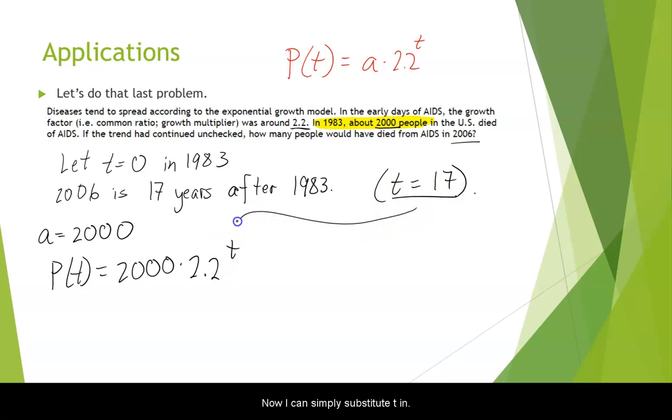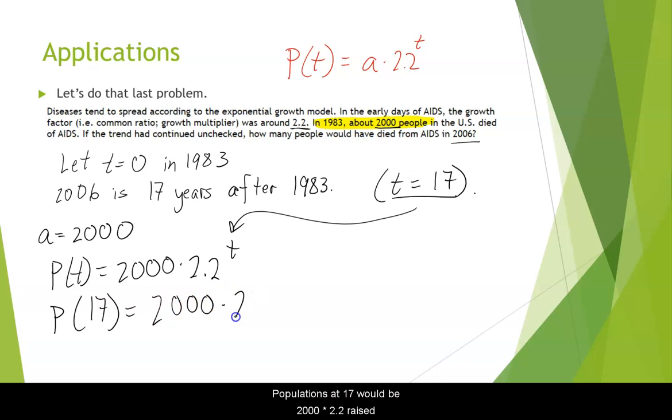Now I can simply substitute t in and evaluate. Population at 17 would be 2,000 times 2.2 to the 17th power. Just a quick side note for this problem, the numbers are slightly randomized. Maybe you can interpret this as being from different studies. They came up with different growth factors. We certainly didn't know what the growth factor was of COVID when COVID first started. Don't take the numbers as gospel, but the idea behind them is sound, and the range of the numbers is good.